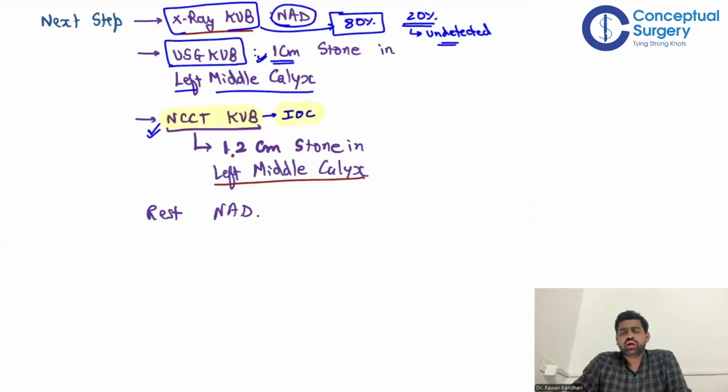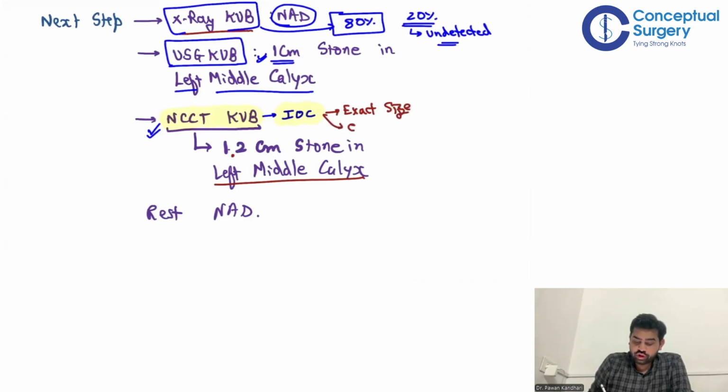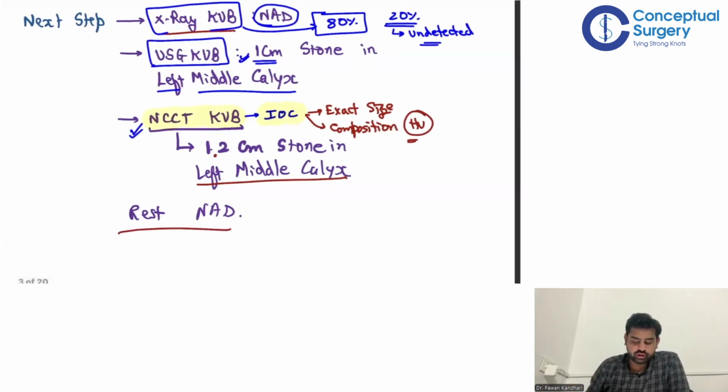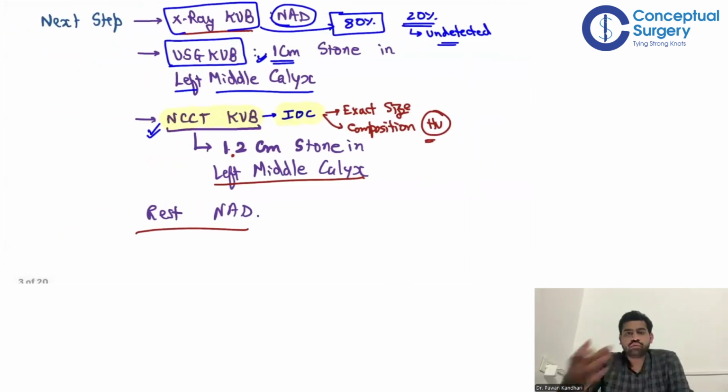So similar. NCCT basically is able to tell you the exact size, and it is also able to tell you about the composition in the form of Hounsfield units. How much is the Hounsfield unit? It tells you whether it is a very dense stone or a very brittle stone or something like that. These particular things you get to know on the CT scan, right? That's what you need to understand. The rest was normal. It means that there was no fever, the counts were normal and everything.